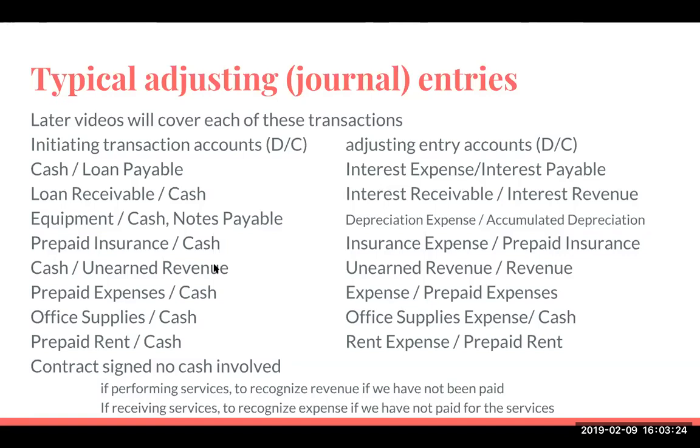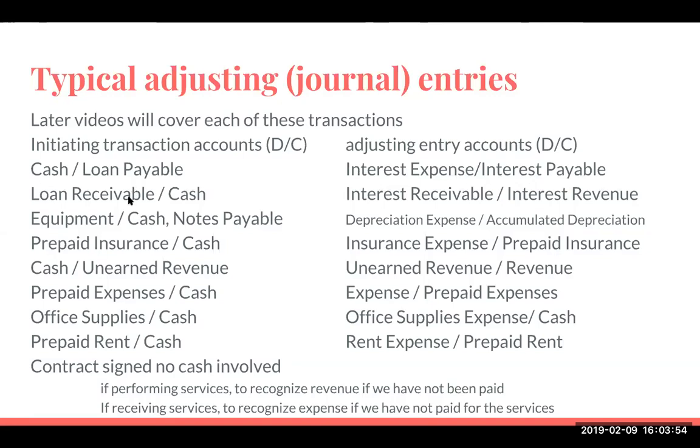So when we're looking at transactions, these here are the initiating transactions, and DC, obviously, is debit credit. When I have a loan, if I'm borrowing money, I'm debiting cash and crediting loans payable. My adjusting entry for this transaction will be a debit to interest expense and a credit to interest payable. Does that adjusting entry ever change? The answer is generally no.